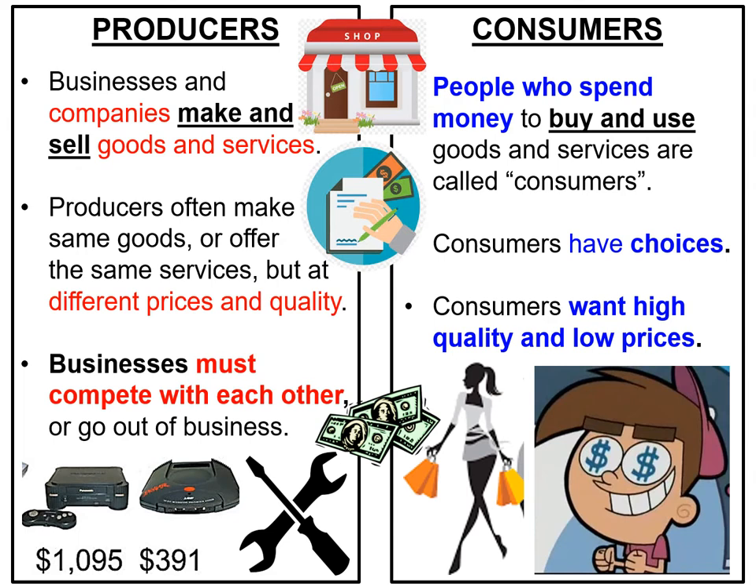The producers often make the same type of goods, or they may offer the same type of service, but at different prices. For example, you can get your nails done at one beauty shop, and it might cost $25. But if you go to another beauty shop or nail salon, it might cost you $55. You're still getting your nails done, but the prices could be different because of the quality. So producers offer different prices and different types of quality.